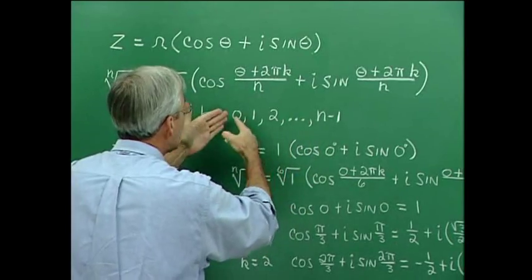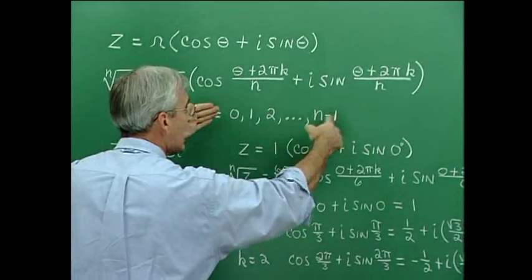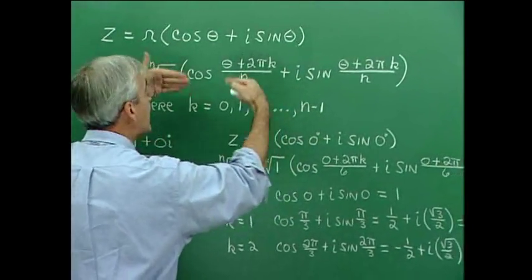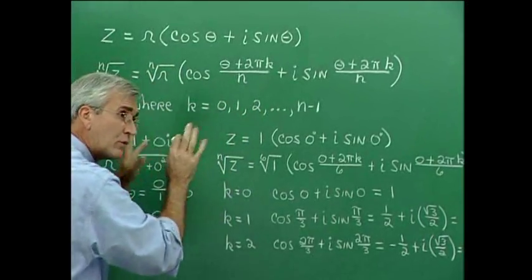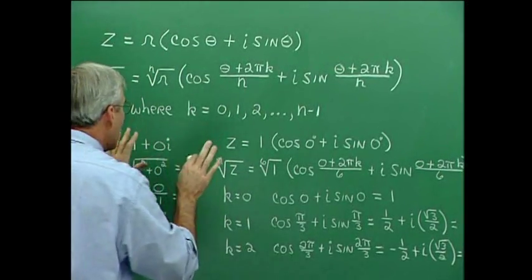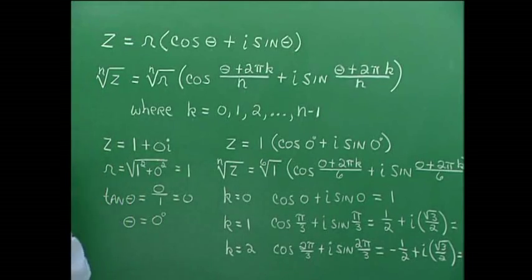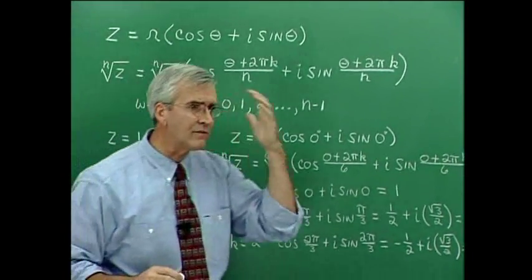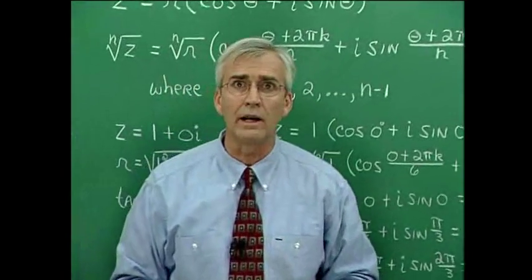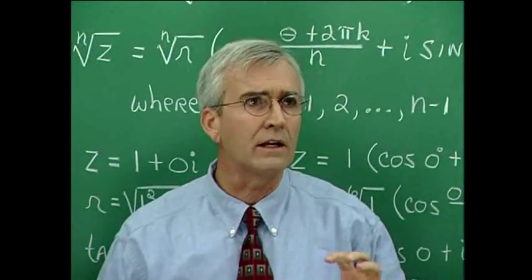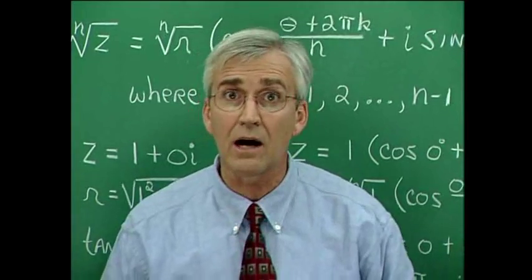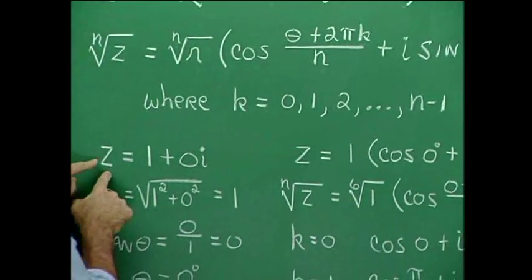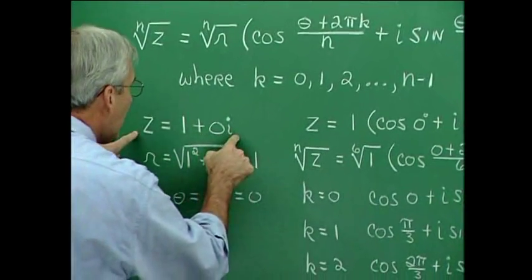Now notice there are n different values that k takes on here, and there will be n values for this nth root notion. All right, let's take a problem. Suppose we're talking about the problem we had before. Now, with this idea of the 6th roots of 1, well, 1 is not in complex form. Let's write it in complex form. So the z we're talking about is 1 plus 0i.